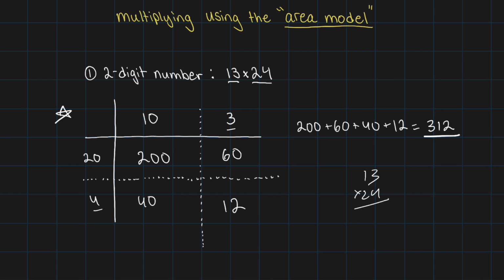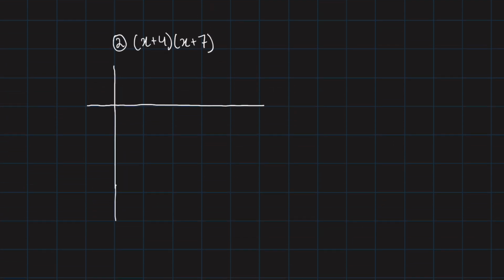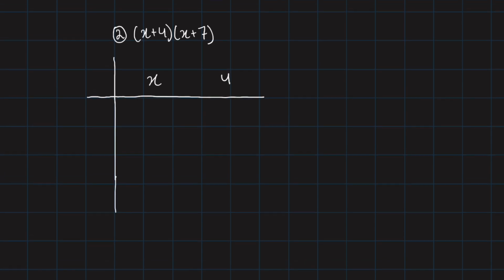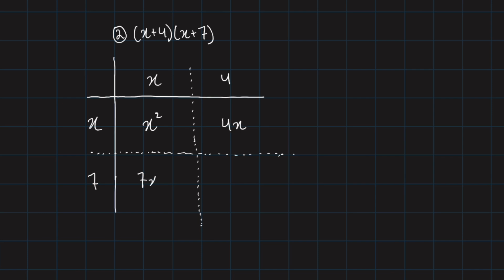All right, now let's do another example with variables this time. x plus 4 times x plus 7. So this time, instead of using two different numbers that will add up to x plus 4, we actually already have them. We have x and 4, because x plus 4 is going to give us x plus 4. And then we have x plus 7. All right, and then we do the same thing. We just multiply them. So x times x is x squared, and x times 4 is 4x. Then we have 7 times x, which is 7x, and then we have 7 times 4, which is 28.